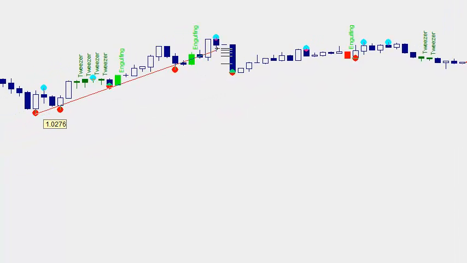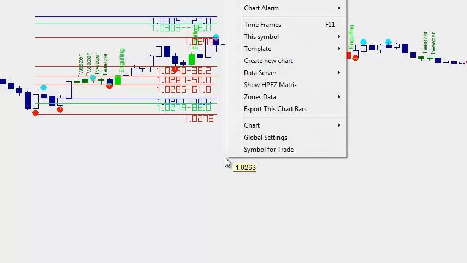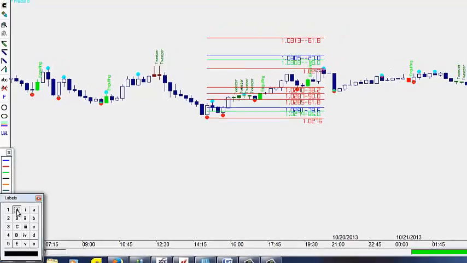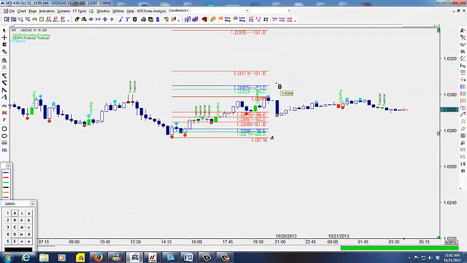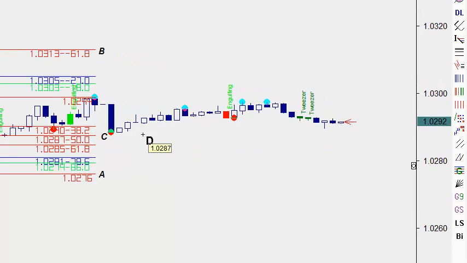So we're going to take this low to this high. And let's see how this works. A, B, C looks like it's at the 50%. We'll check that in a second. And then, of course, D is going to be at the D extension.